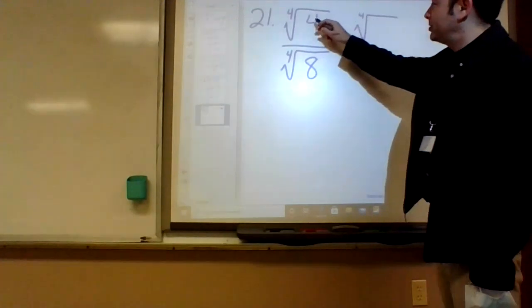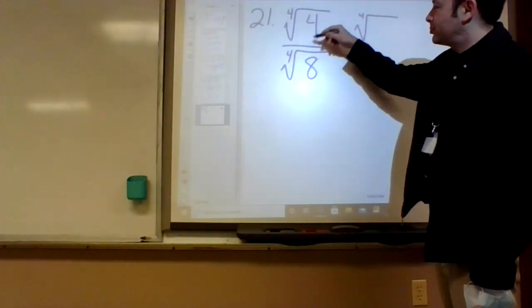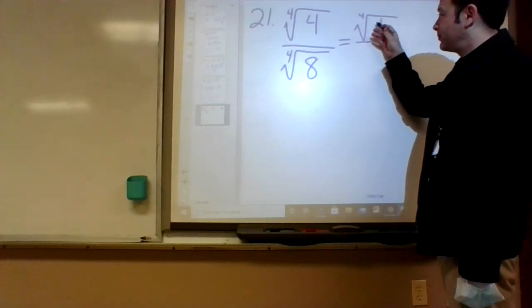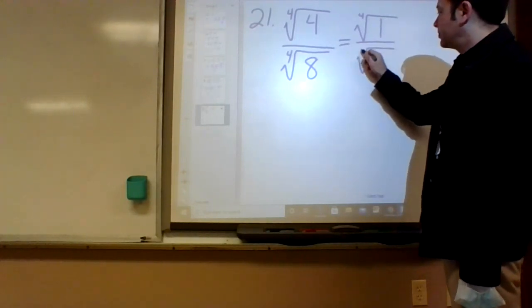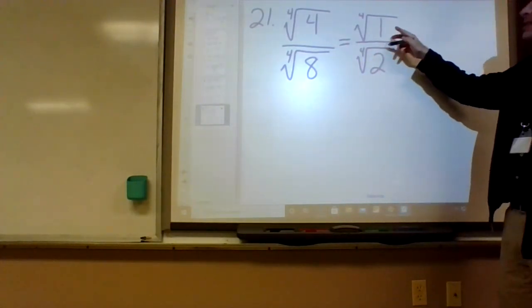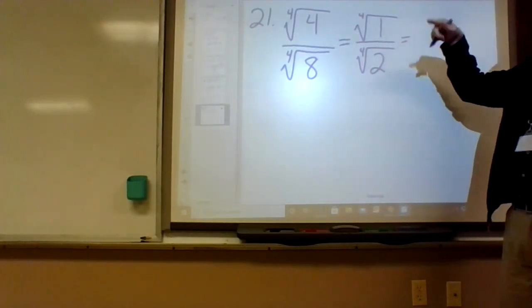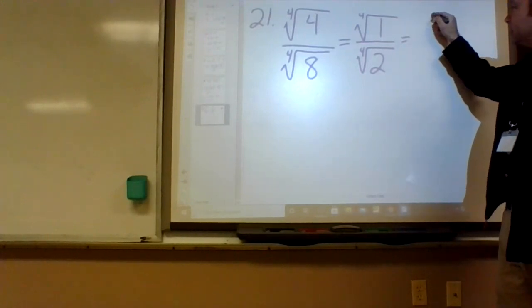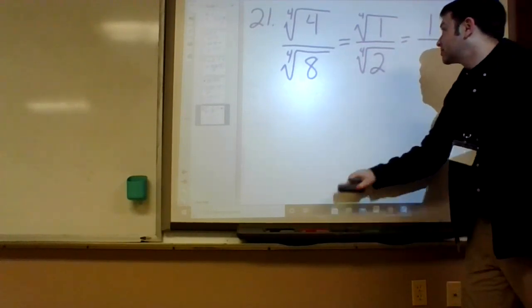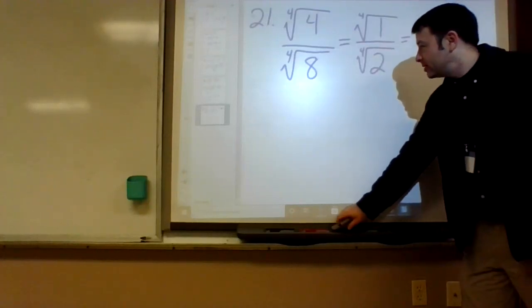So if we reduce, 4 over 8 is 1 over 2, right? So 1/2 is not the answer. It's the 4th root of 1 over the 4th root of 2. What is the 4th root of 1? 1. 1 times 1 times 1 times 1 is 1. So you change that to a normal 1.